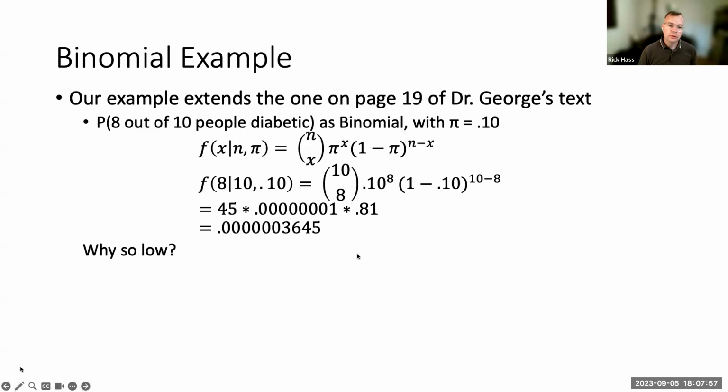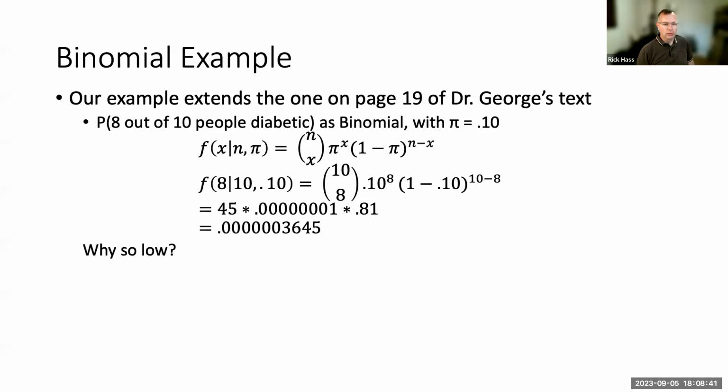The choose function, you can do that on your calculator, or there are many different calculators online you can use. 10 choose 8 turns out to be 45, there's 45 different ways to get 8 things out of a total of 10. This part is a very small number, 0.001. And then the last part, 1 minus 0.9, 1 minus 0.1 to the basically squared is 0.81. We multiply all these things together and we get a very low number.